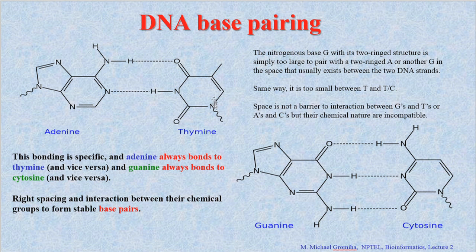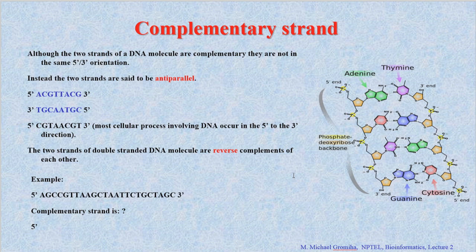So if you know one strand, then we can know the complementary strand, because A always pairs with T and G always pairs with C. As I discussed, the two strands of the DNA molecule are complementary, but they are not in the same 5 prime to 3 prime direction. One is in the 5 prime to 3 prime direction, one is in the 3 prime to 5 prime direction. Because most cellular processes involving DNA occur in the 5 prime to 3 prime direction, this is why they write sequences in the 5 prime to 3 prime direction.